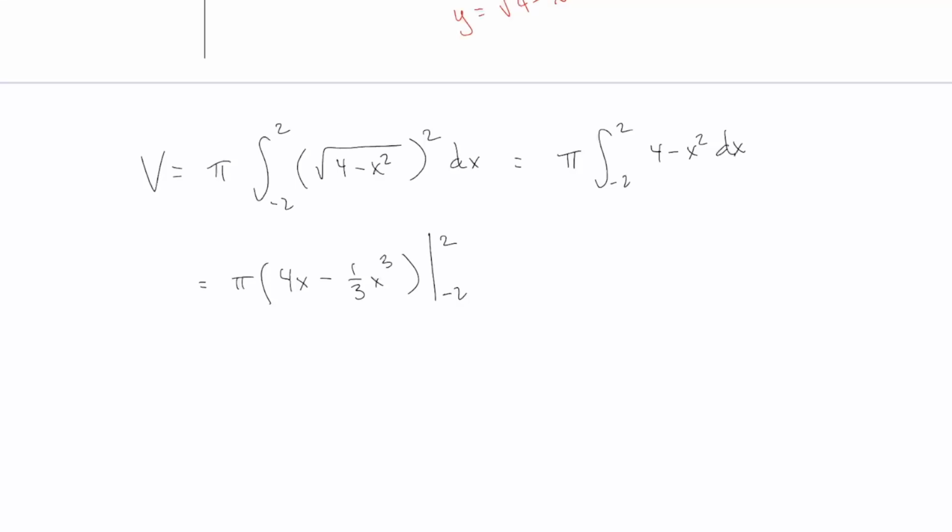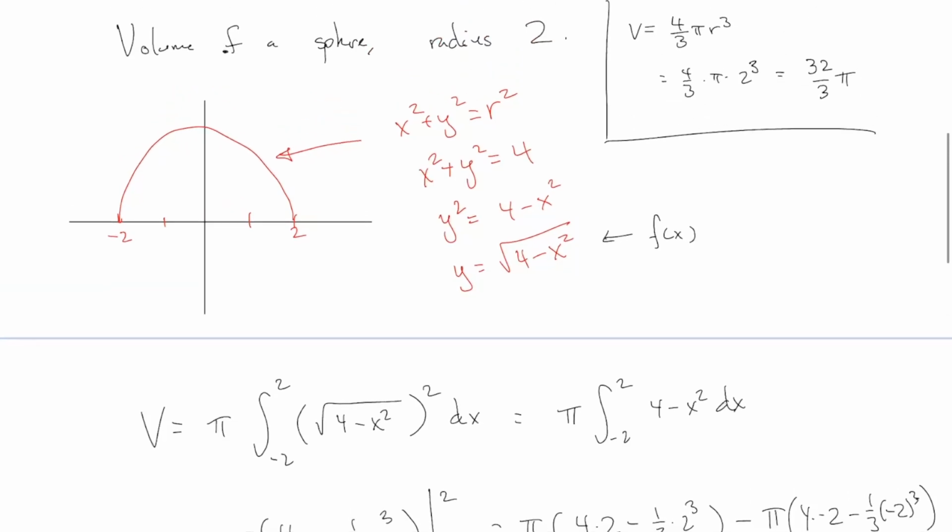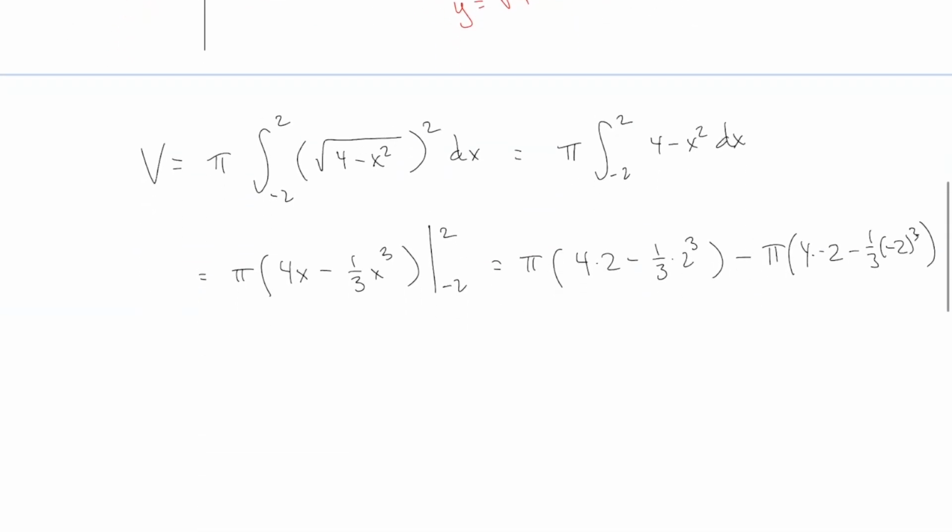And now we just plug this stuff in. So we got pi times 4 times 2 minus 1/3 times 2 cubed, and then subtract pi times 4 times -2 minus 1/3 times -2 cubed. Like that. And then, ordinarily I might just leave my answer like that, but I want to check with the little thing that we said before. We should get 32 over 3 pi. Can we try to make that happen?